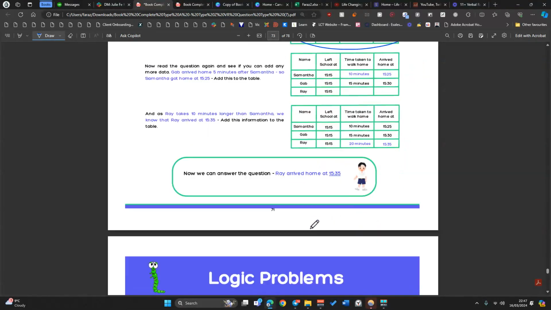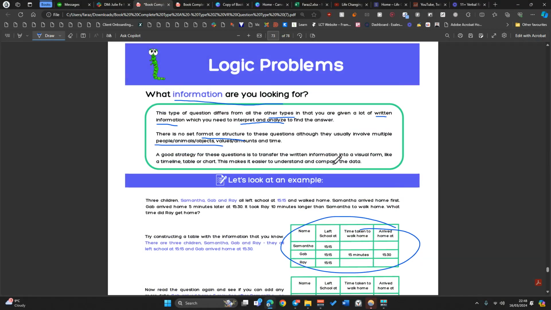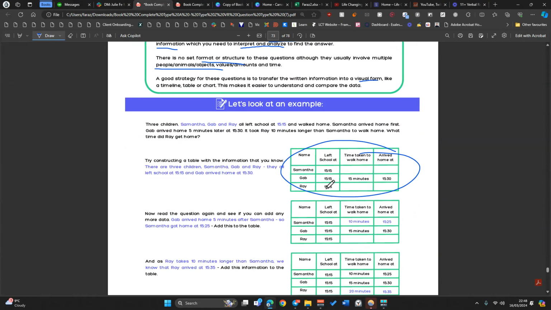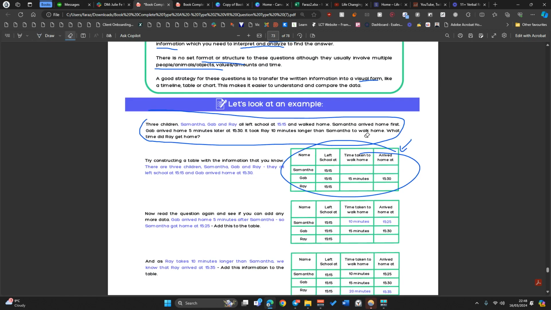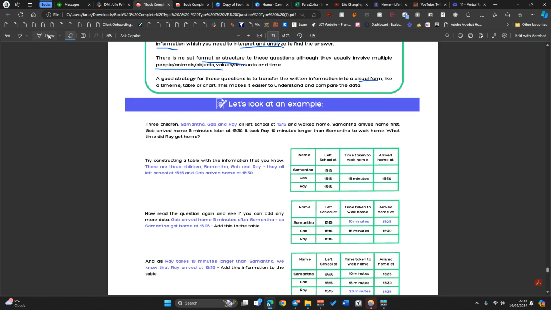It could have something very different, but a good strategy for this question is to transfer the written information into visual form. So you can try and draw out all of this, and I think this is the question right here, and what it's recommending is to draw it out in a timetable format so you can understand it a bit better. And if that helps you and you have enough time to do that, you can definitely do that. But let's go and look into some examples straight away.